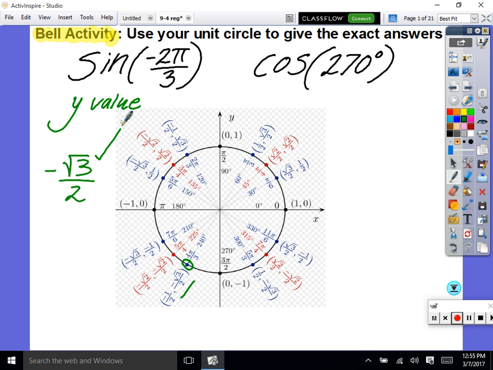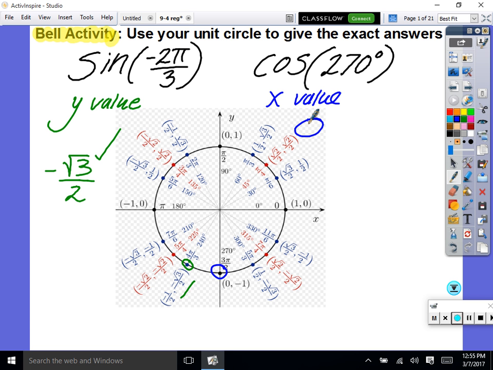Raise your hand if you got it right. So a lot of you did. Awesome. And then cosine is x. So it says the cosine at 270. That means find the x value at 270. Positive 270 is there. So our answer was 0. Very good. A lot of you got it right. A lot of you got points. Some of you didn't. That's okay.